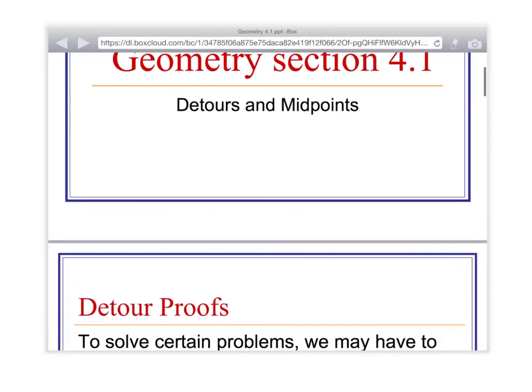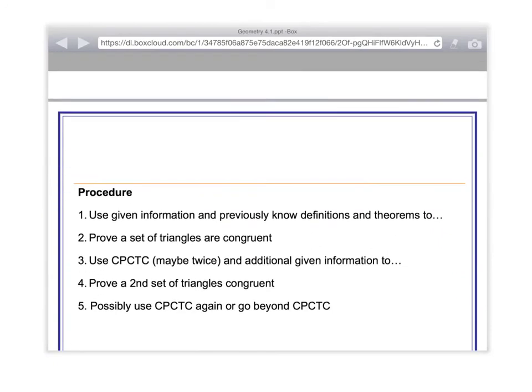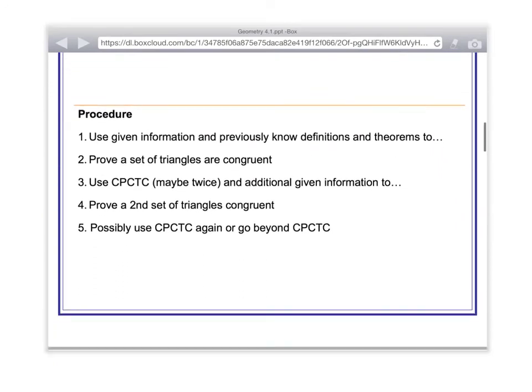Now, detour proofs are proofs in which we take one set of triangles, prove them congruent, use CPCTC, and prove a second set of triangles congruent. So basically we're taking a detour because we have to do one thing before we do the second. Now, a more detailed outline of how this works is given here.